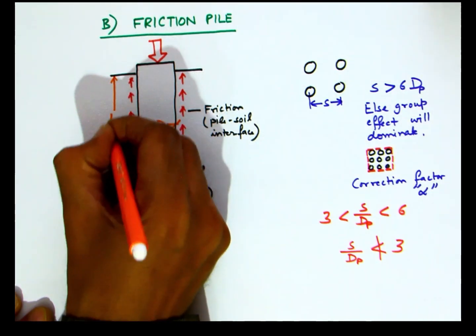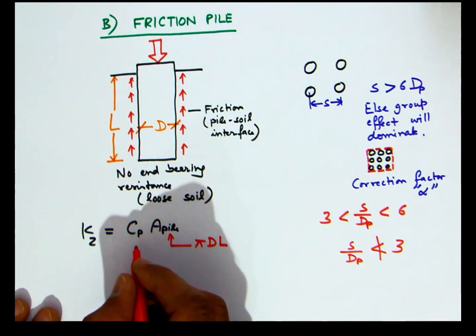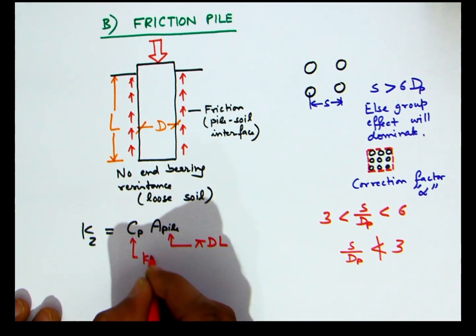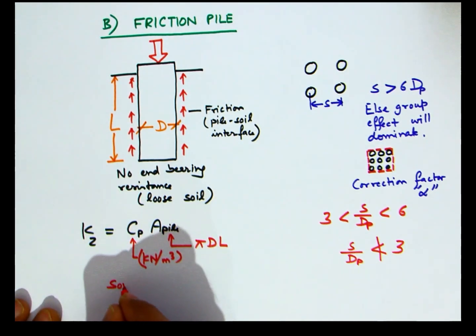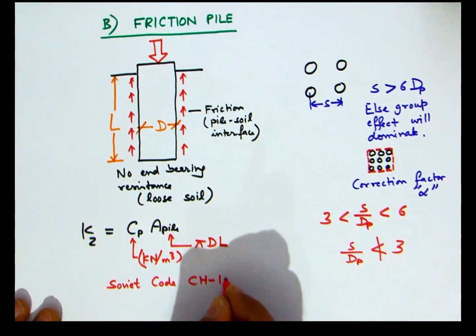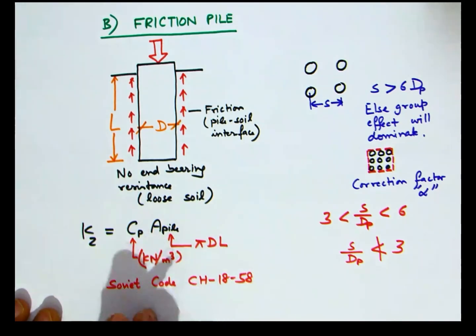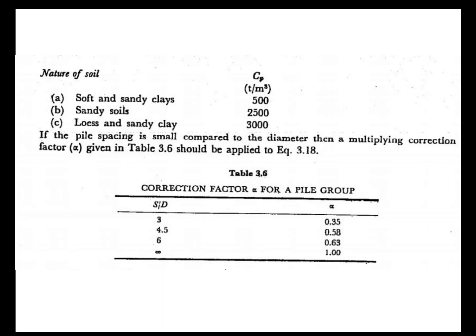For the individual pile effect to be valid, the spacing between the piles should be greater than 6 times the diameter of the pile. However, in case the spacing ratio lies between 3 to 6, then a correction factor alpha is to be introduced. So here we are reproducing a table from the textbook where the value of Cp is given by the former Soviet code, and we are also reproducing the values of alpha when the spacing ratio is in between 3 and 6.